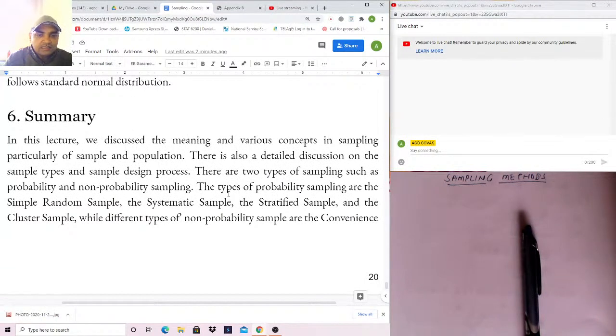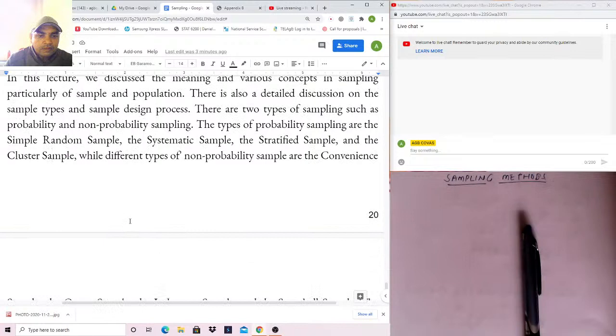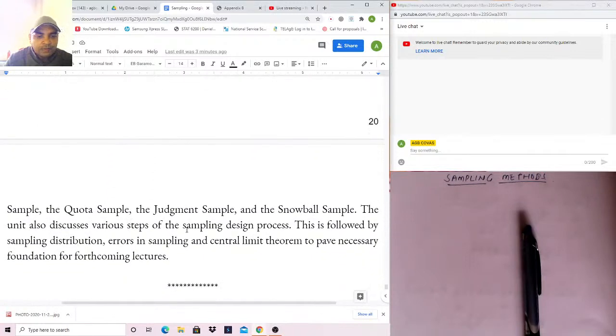So in this lecture we discussed the meaning and various concepts in sampling, particularly of sample and of population. There was also a detailed discussion on sample types and the sample design process. Two types of sampling, probability and non-probability sampling, were discussed. The types of probability sampling were simple random, systematic random, stratified sample, and cluster sample, while those of non-probability sampling were convenience sample, quota sample, judgment sample, and snowball. The lecture also discussed the various steps of the sampling design process, followed by sampling distribution, error in sampling, and the central limit theorem, to pave the necessary foundation for the forthcoming lectures.